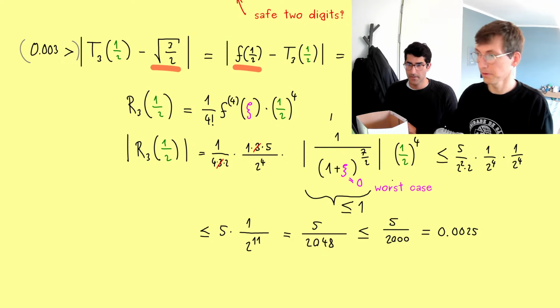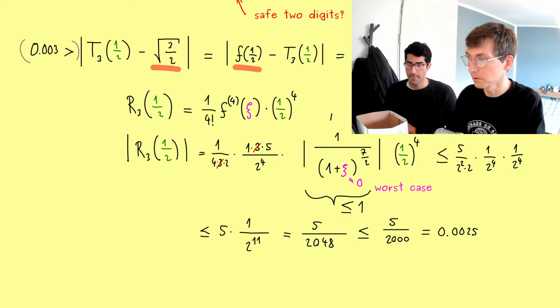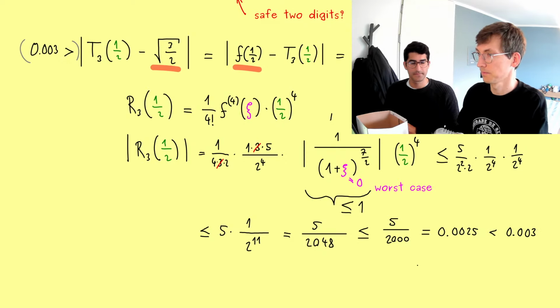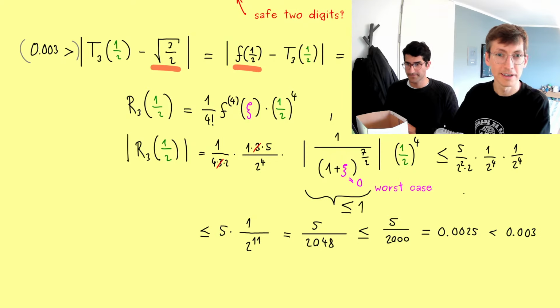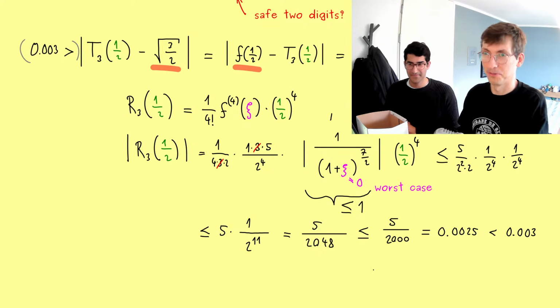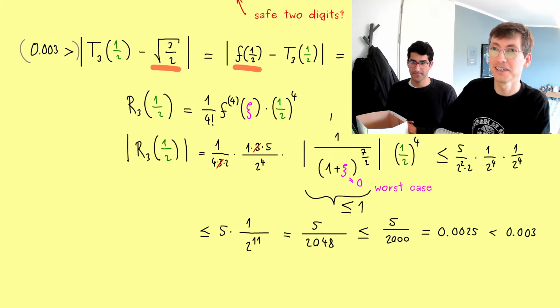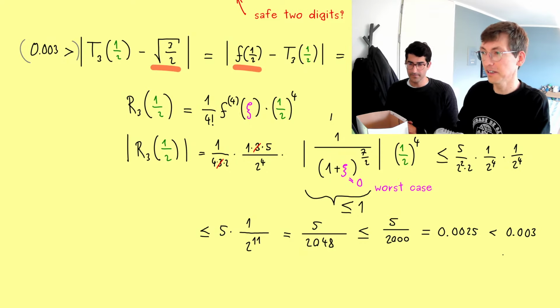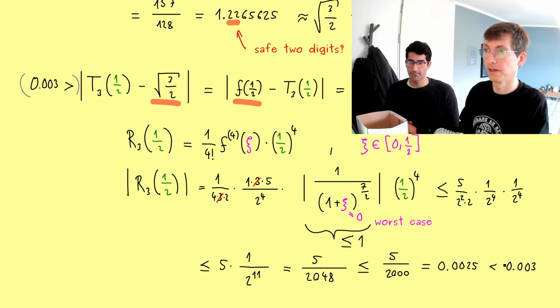So then we have 0025 here, which is actually less than the number we want. 0003. So there we have it. This is our estimate. And now we can summarize. Our approximation, our Taylor polynomial, gives us an approximation, and this is good enough for what we wanted. Because it's less than this number.